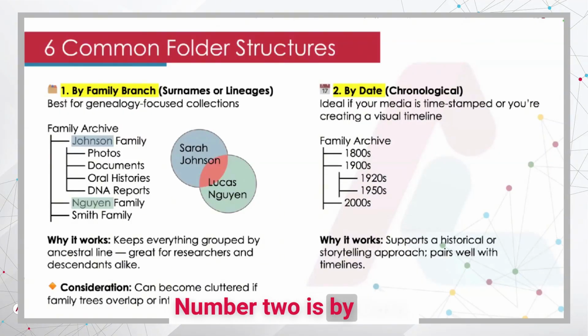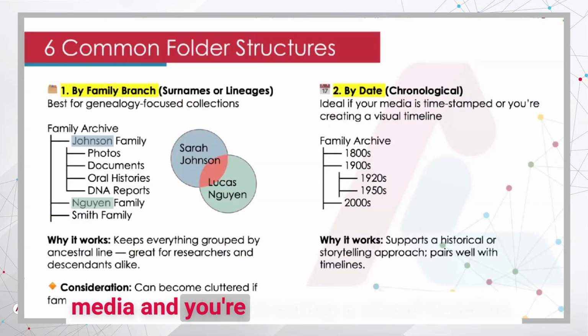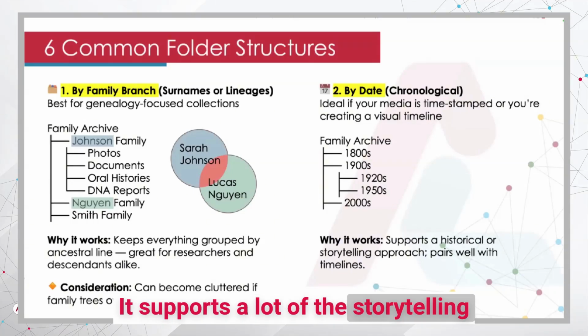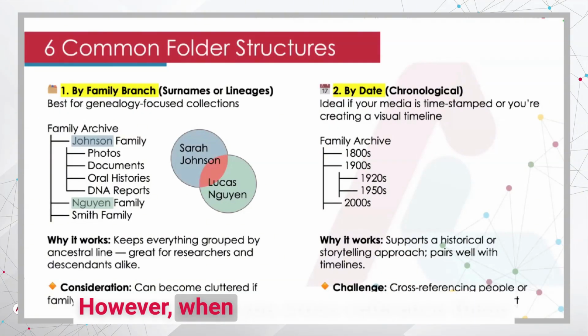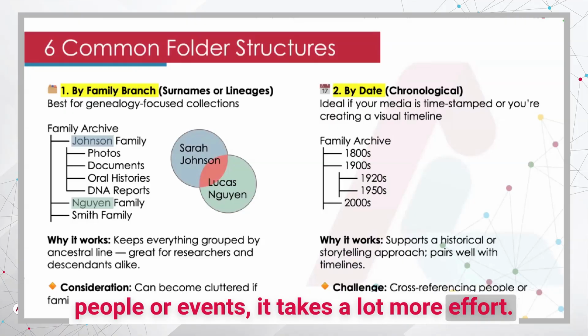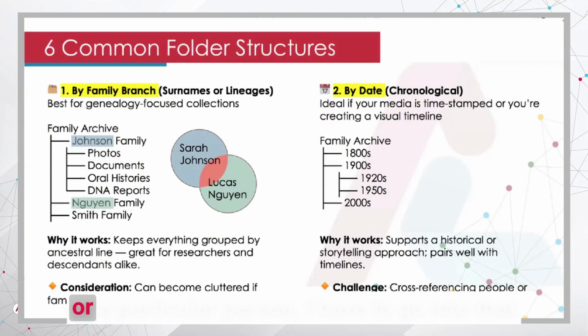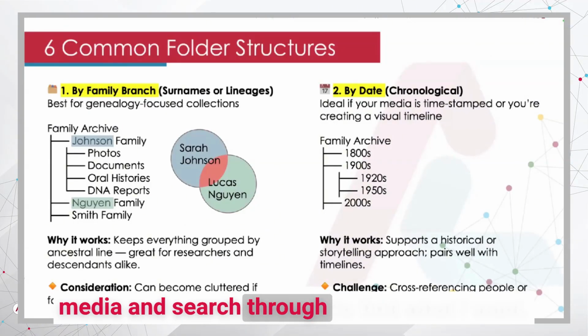Number 2 is by date. This is great if you've got time-stamped media and you're creating a visual timeline. It supports a lot of the storytelling approaches for historical events and people. However, when you cross-reference these people or events, it takes a lot more effort. So if I'm looking for a particular event in 1880 or a particular person, I have to go into that media and search through to find what I want.